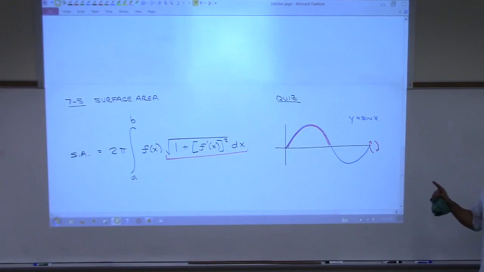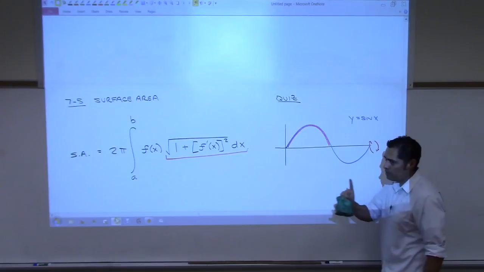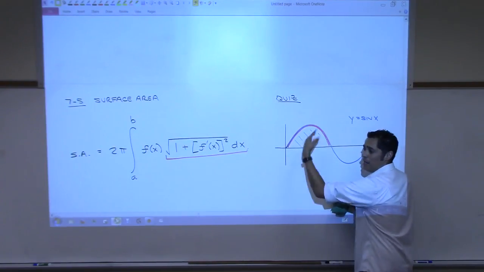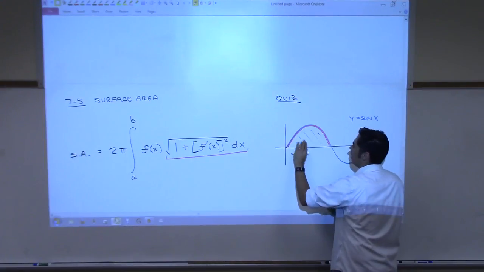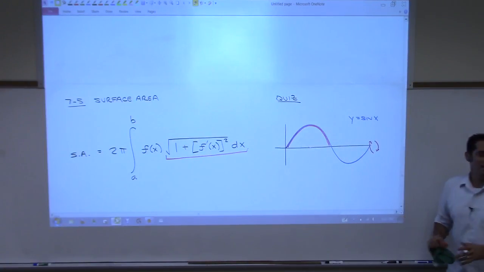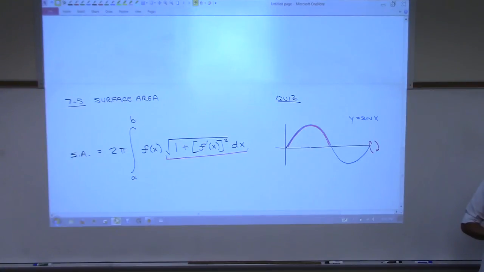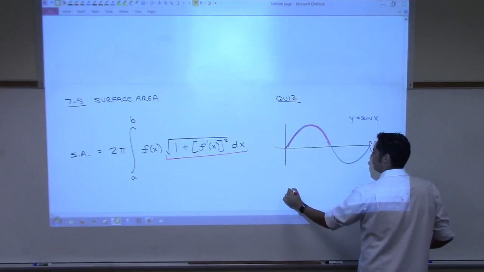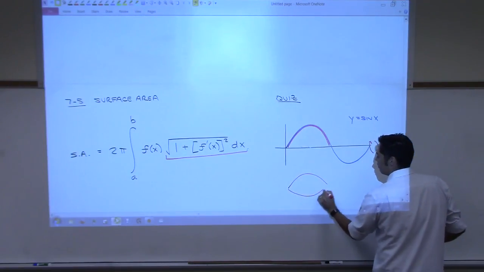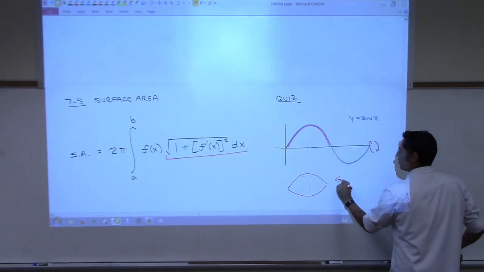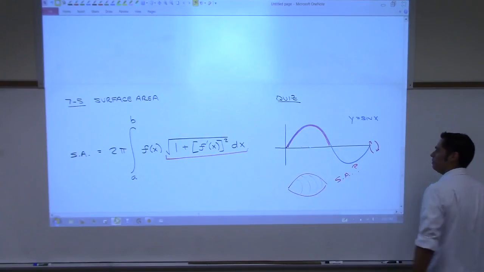I don't want to know its volume, okay? I'm not asking you for the volume, because that would be me asking you to take the whole region and wrap it around, right? That's not what I want. I just want the arc wrapped around, hollow inside. What's the surface area? Okay? So surface area, this thing wrapped. That's my three-dimensional picture of it, right? That's my 3D picture. What's the surface area? Question mark.